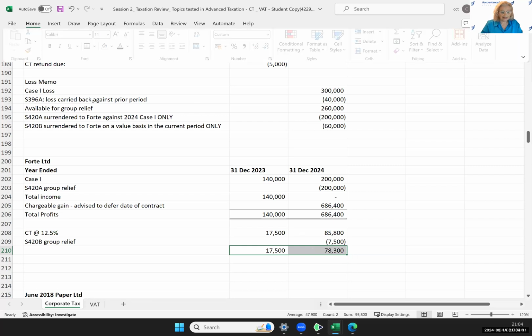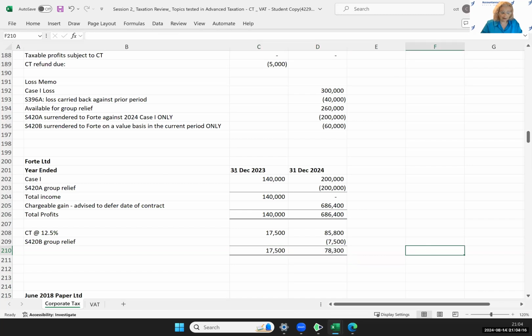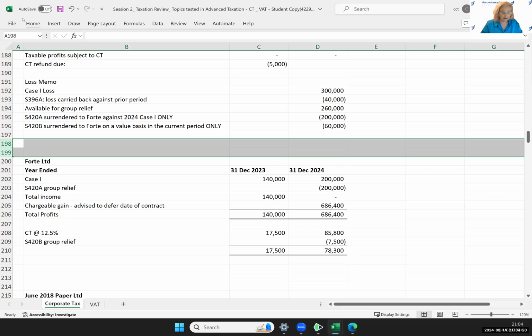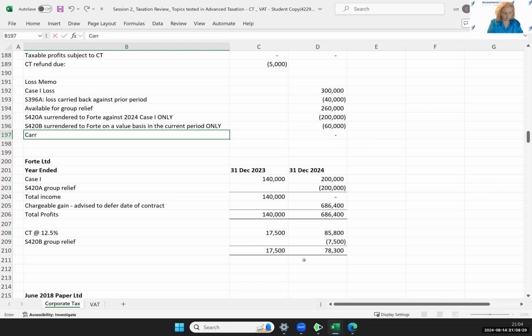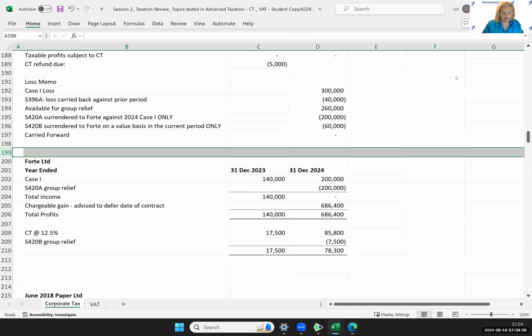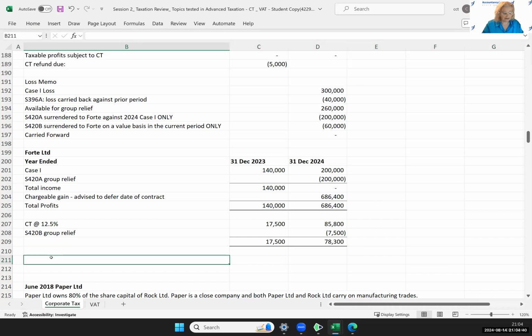So then you simply had to use your words to explain, well, what is the result of doing all of that? The result of doing all of that is that all of Piano's losses have been used up. There's nothing carried forward. Forte Limited's tax liability has been reduced. And there is a tax saving of X amount.